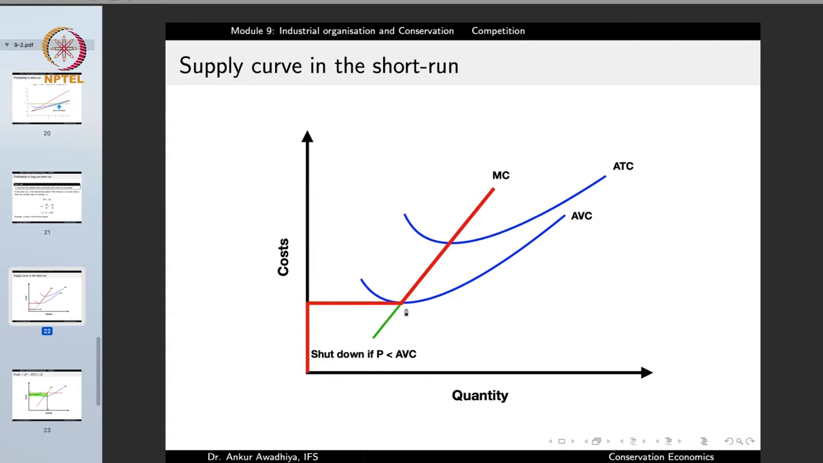If P is greater than the average variable cost, then in the short run, the firm should be supplying goods, but only in the short run. In the long run, the firm should only be supplying if the price is greater than the average total cost.